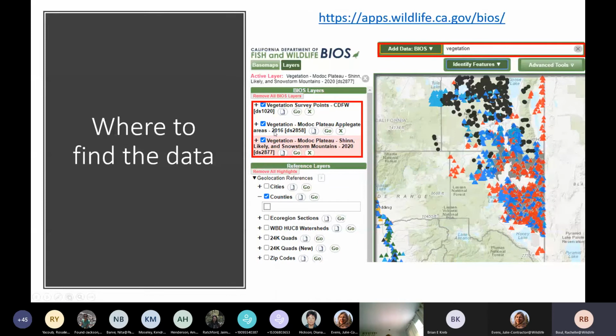Here's the Applegate vegetation map that is complete. It's DS2858. And then here's that survey points layer that I told you about, DS1020, which has all the survey points that were collected within this project area, as well as throughout the entire state. So you can also type vegetation up here and it'll get you a list of other veg maps that we support.